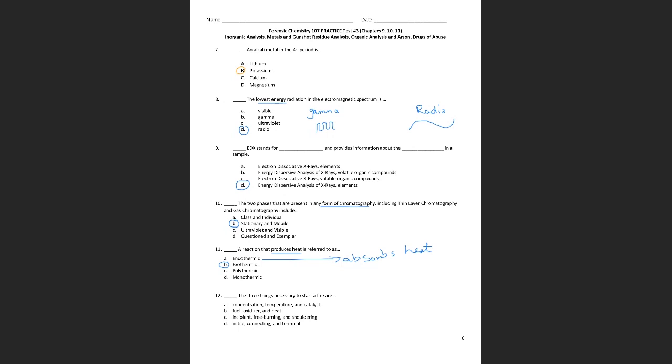The 3 things necessary to start a fire, and remember the lab had the 4 things. They included chemical chain reaction, and they called it the fire tetrahedron. We typically look at the fire triangle, the more traditional look at fire. So it's 3 things: fuel, oxidizer, and heat.